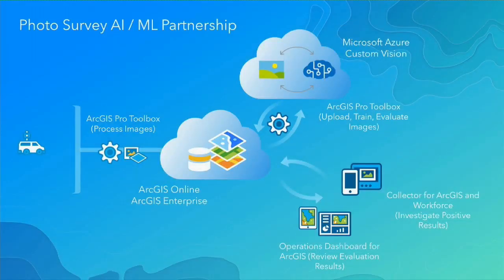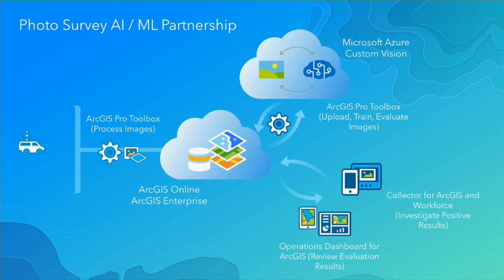So in this slide, you actually see a diagram of how we worked with Microsoft on this next generation of photo survey. On the left-hand side of this diagram, you see a vehicle with a camera mounted driving around the city. We offer some tools inside of Pro that help you process those street-level images and then publish them to a service which the photo survey application uses, but also Microsoft. And then we connected to Microsoft's Custom Vision Service to process the images before the condition survey is even done. So you'll see that, and I'll show that in a little bit.